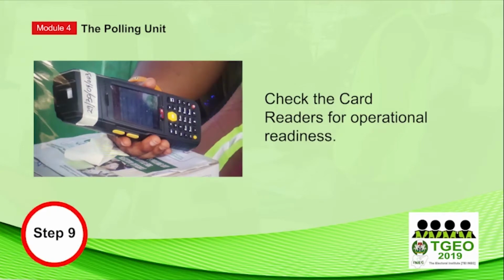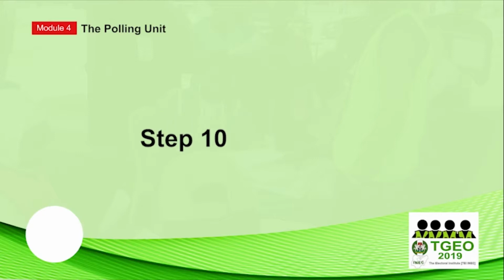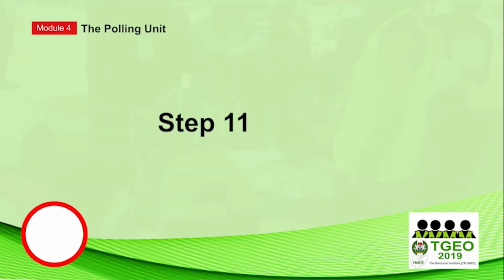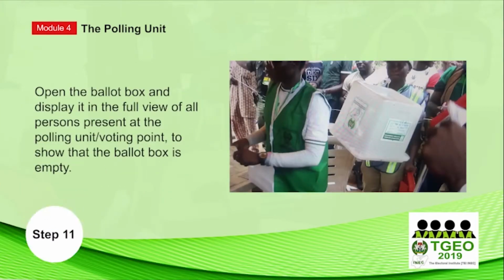Check the card readers for operational readiness. Step 10. Display the smart card reader to all persons present at the polling unit or voting point to ascertain the total accreditation of the smart card reader is 0 by pressing on the query button. Step 11. Open the ballot box and display it in the full view of all persons present at the polling unit or voting point to show that the ballot box is empty.